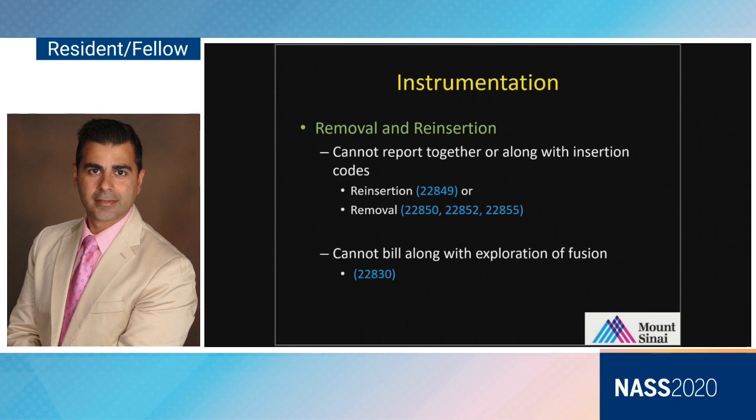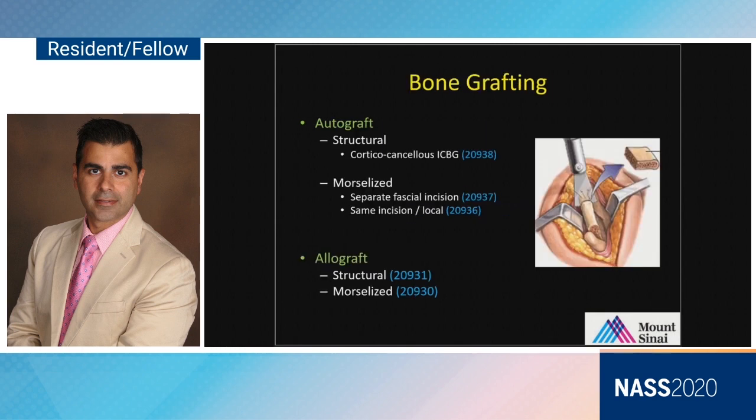If you're simply removing the old hardware, then you would use one of the following 3 codes, 22850 or 852 or 855, depending on the extent of hardware being removed and whether it's anterior or posterior. It is also important to know that if you are exploring a fusion mass as part of your surgical procedure, you may not bill for the 22830, which is the exploration of fusion mass, along with removal codes or reinsertion codes, as they're considered bundled for the same process and same procedure.